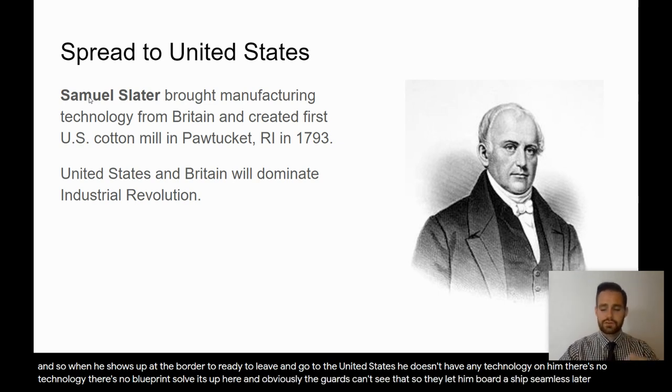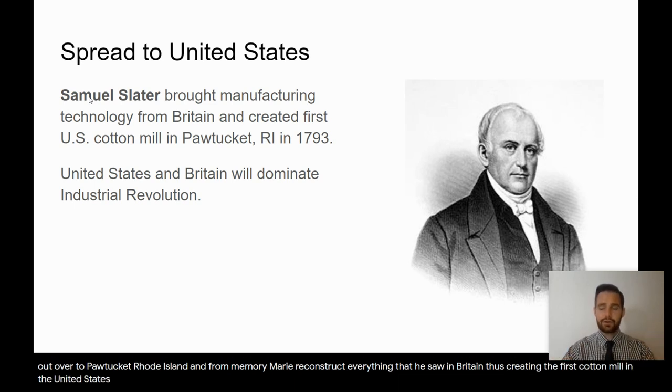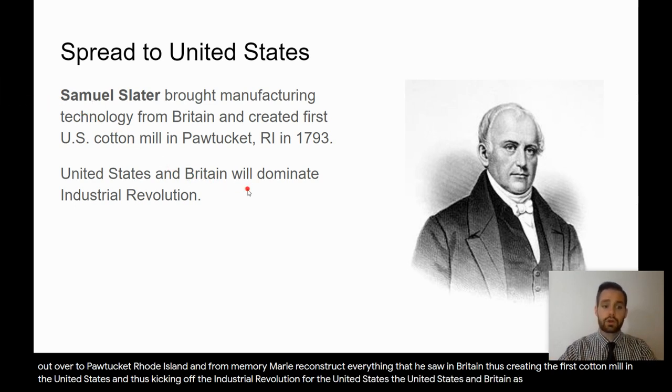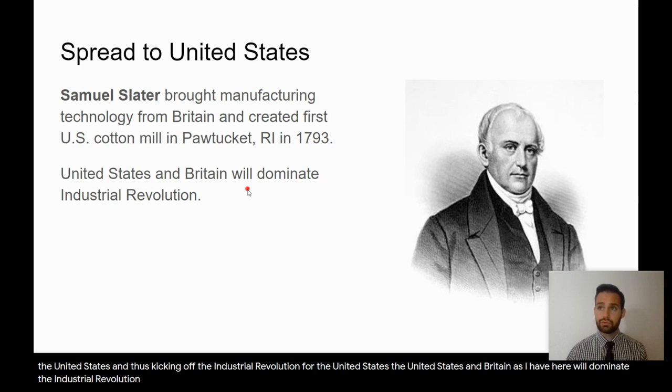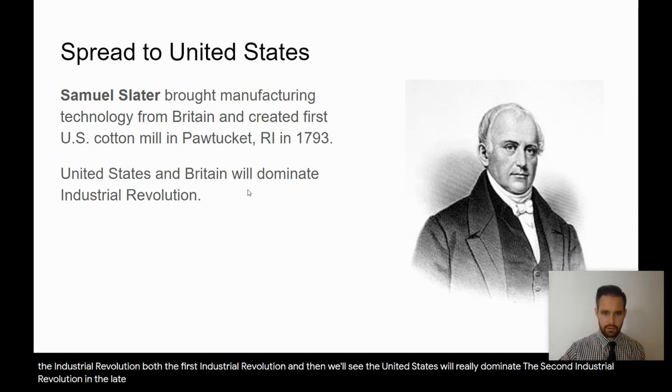Samuel Slater comes over to Pawtucket, Rhode Island, and from memory reconstructs everything that he saw in Britain, thus creating the first cotton mill in the United States, and thus kicking off the Industrial Revolution for the United States. The United States and Britain, as I have here, will dominate the Industrial Revolution, both the first Industrial Revolution, and then we'll see the United States will really dominate the second Industrial Revolution in the late 1800s.